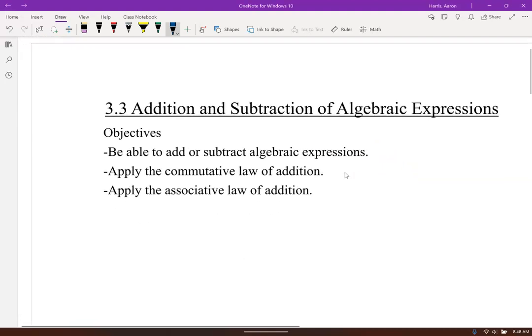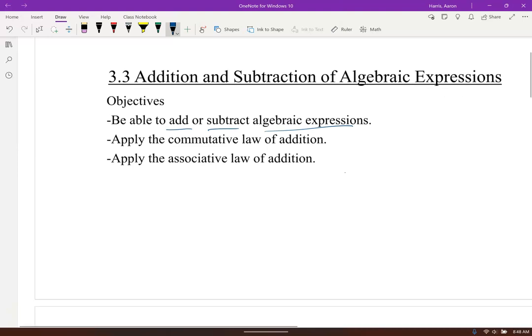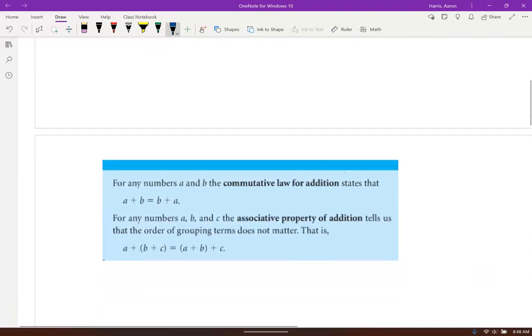All right, welcome back. We'll take a look at 3-3 addition and subtraction. This goes along quite well with 3.2. The only difference is we'll officially add and subtract like terms, and then we'll apply the commutative law of addition and the associative law of addition. So let's talk about the commutative law.